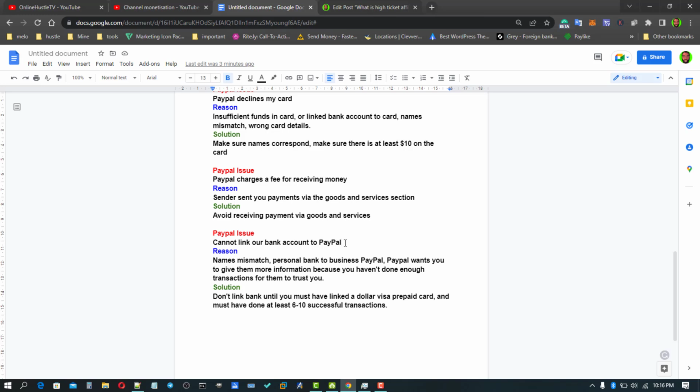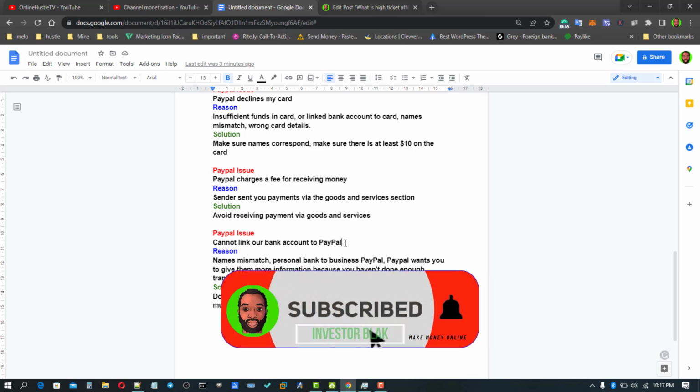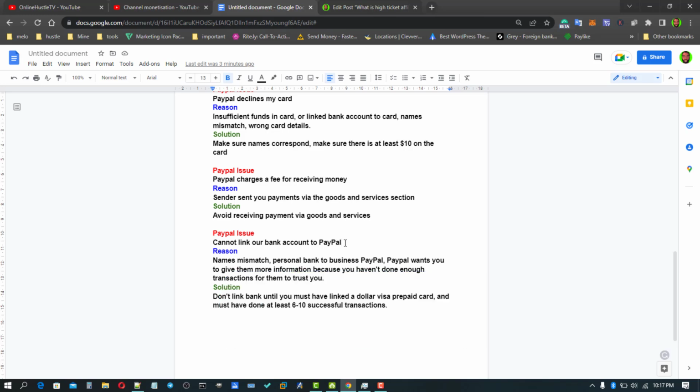Then secondly, you need to do transactions. You must do transactions. Like I said, you must have done at least 6 to 10 successful transactions, and these transactions should not be with any blacklisted PayPal account. Now how do we know a PayPal account that is blacklisted? Once you try to transfer to them once, it declines. Don't try again. Don't try again, because the more you attempt, the more they record it for you like you're trying to actually work with those people.